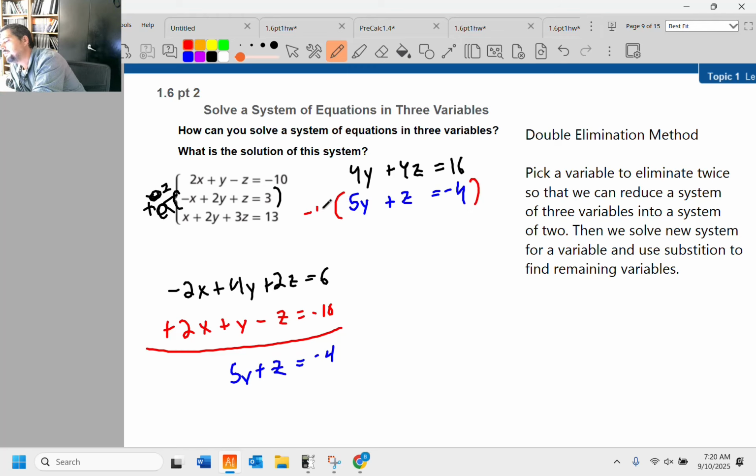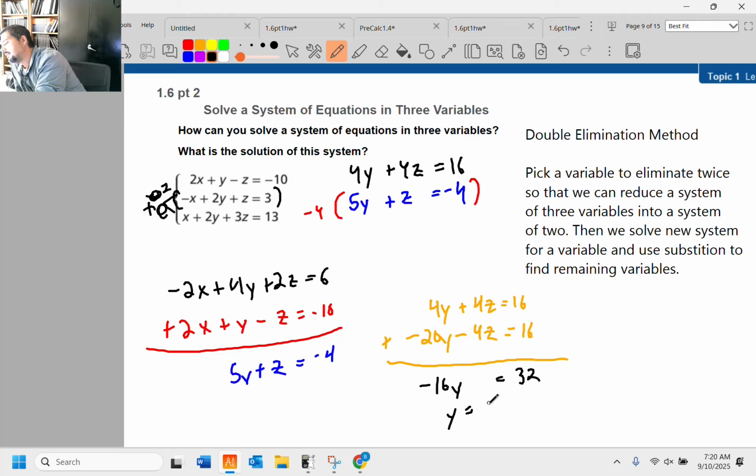I'm going to multiply this one by a negative 4. If I do such a task, I'll have negative 20y minus 4z equal to 16. I'm going to rewrite this line right above it. 4y plus 4z is 16. Then I'm going to add down. Now 4 plus a negative 20 is negative 16y. The z's cancel out. 16 and 16 makes 32. Divide out the negative 16 and I have negative 2.